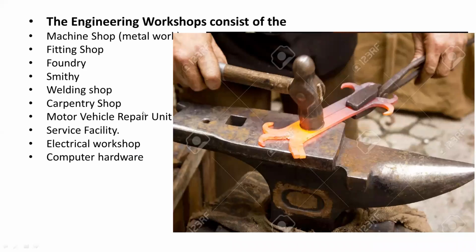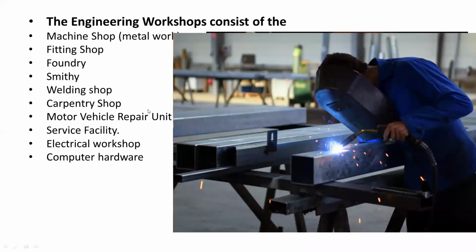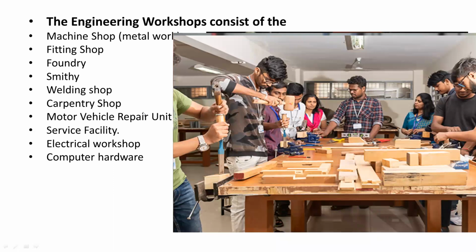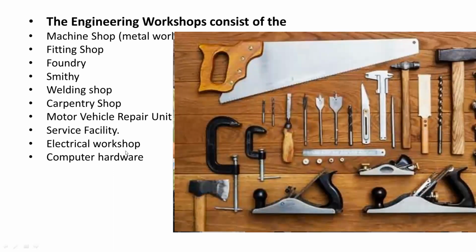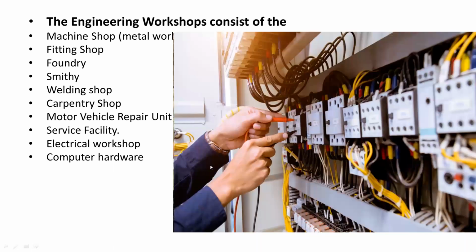Next is the welding shop. We can weld different metals with the help of a welding machine. Next is the carpentry shop. This is woodworking. Then we have the electrical workshop. These are the tools for the carpentry shop.